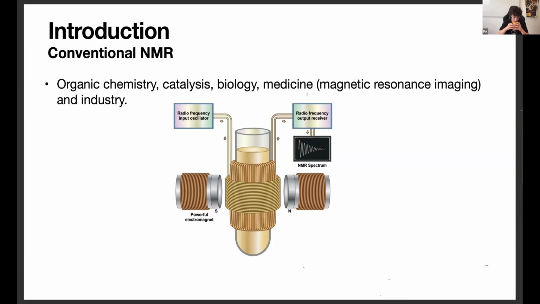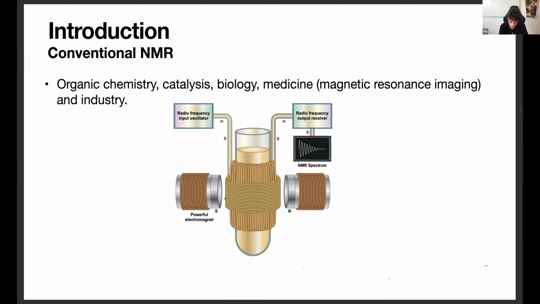Now, one of the catches, not catches, but one of the restrictions of this technique, as this schematic figure shows, is that you usually require large samples for your sensor, which in the case of conventional NMR are coils, standard coils. So you require those samples to be quite large. Actually, they need to be macroscopic.